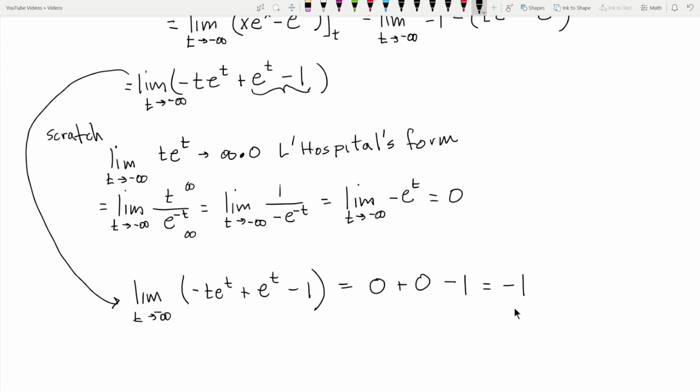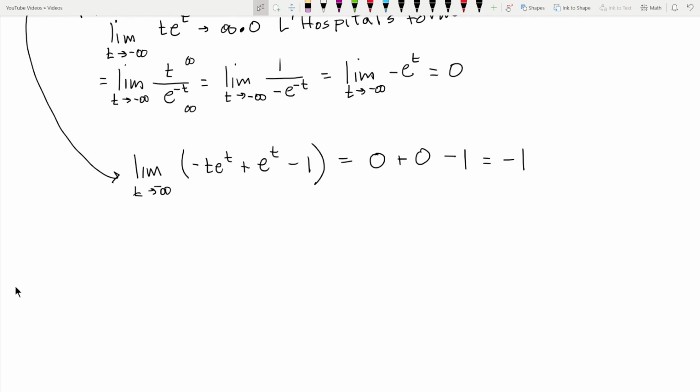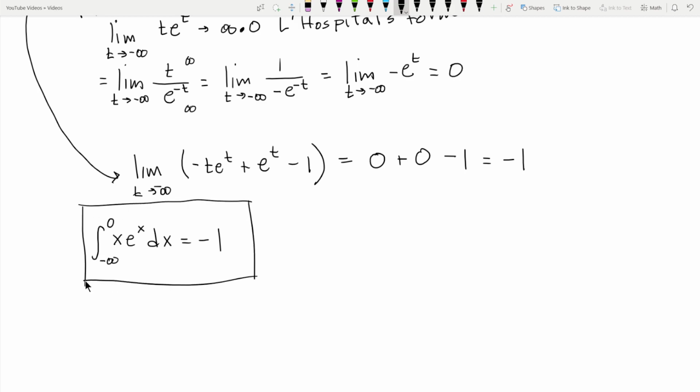All right, so what we get out of this is the final antiderivative from negative infinity to 0 of x e to the x dx is equal to negative 1. Right, and that is the final answer there. So this is pulling together a lot of stuff. It's pulling together all of our techniques of integration along with L'Hopital's form from Calc 1.